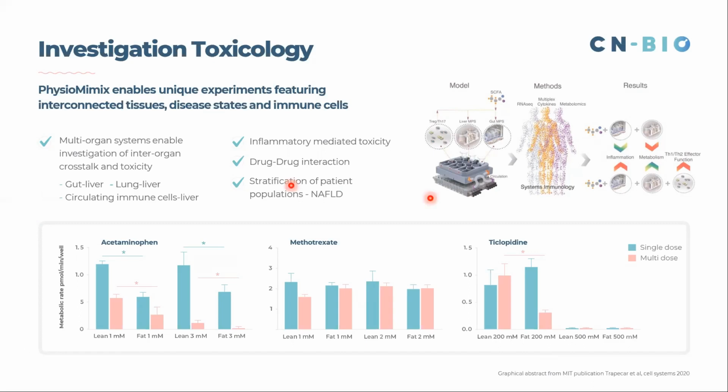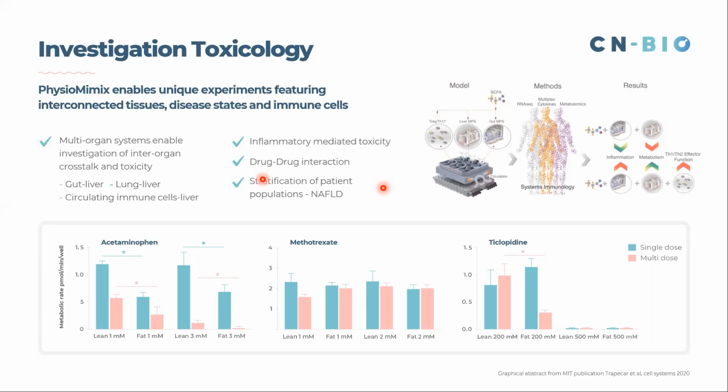And with the presence of immune cells either in a single or multi-organ MPS platform, we can look at how inflammation can mediate toxicity. This is a really key area and often very difficult to study using in vitro platforms of just a single cell type. And we're also able to start to think about how MPS platforms can stratify different patient populations and how that will affect their DILI susceptibility and toxicity profiles.